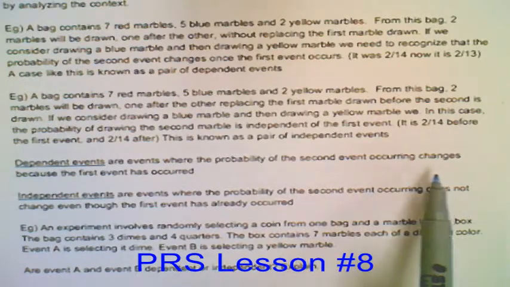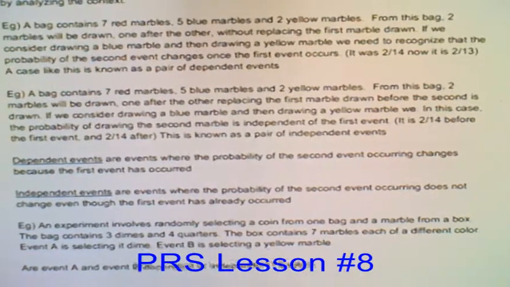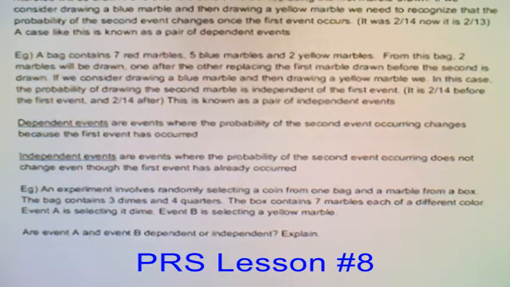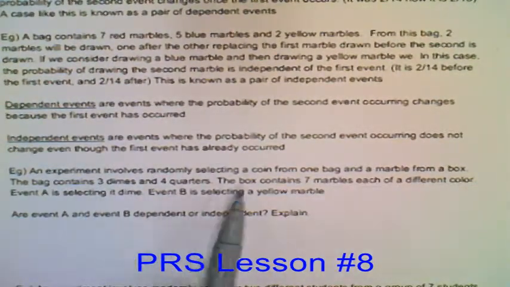Those are these definitions here. Dependent events are events where the probability of the second event occurring changes because the first event has occurred. It depends on what happened the first time. Whereas independent, the probability of the second event occurring does not change. Even though the first one's occurred, it doesn't matter what happened first, the fact is that they're independent.